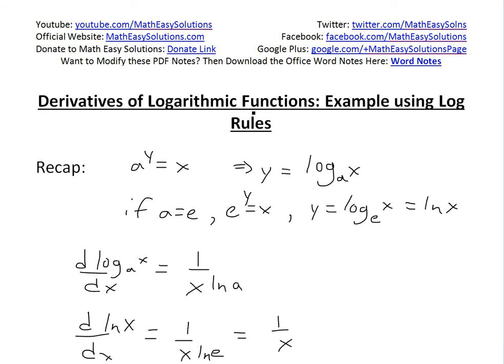Alright, it's time for another math easy solution. Here to discuss a quick video on further derivatives of logarithmic functions, but now looking at an example to simplify a derivative using log rules.